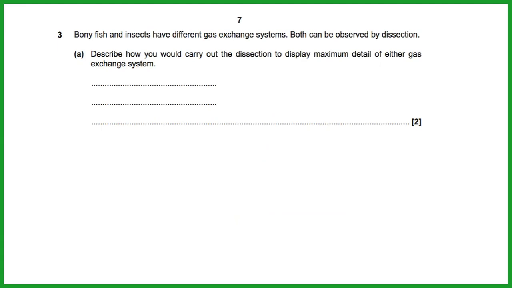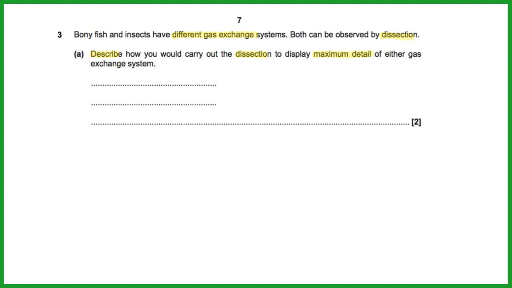Bony fish and insects have different gas exchange systems. So remember, insects have tracheae or tracheoles, and bony fish have gill lamellae, which is where they exchange the oxygen and the carbon dioxide, and those gill lamellae are mounted on gill filaments, which form gills, which are the organs. So both can be observed by dissection, which is cutting up the fish or the insect. Now, describe how you would carry out the dissection to display maximum detail of either gas exchange system.